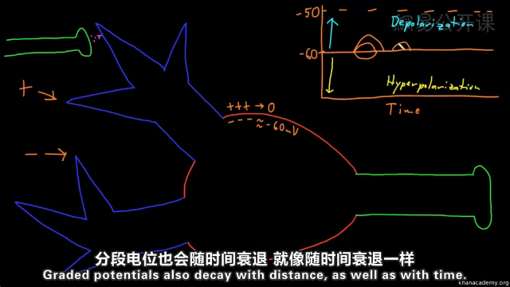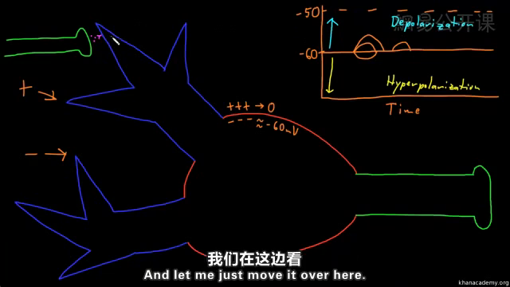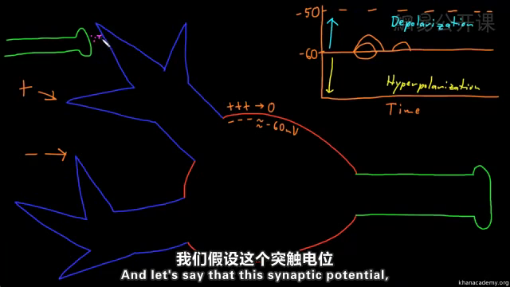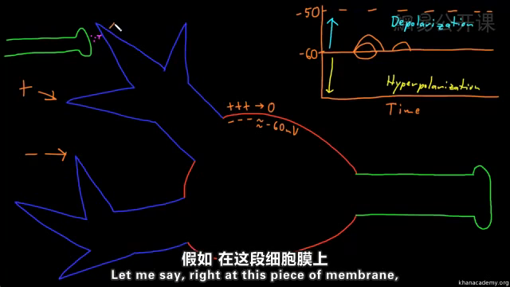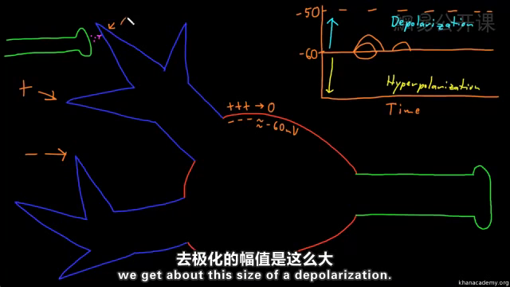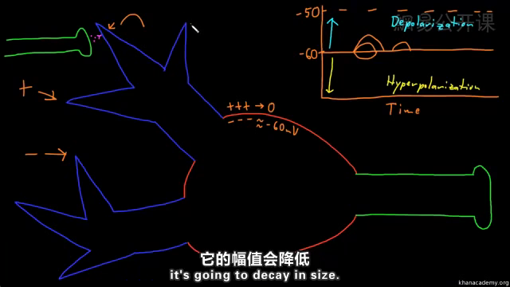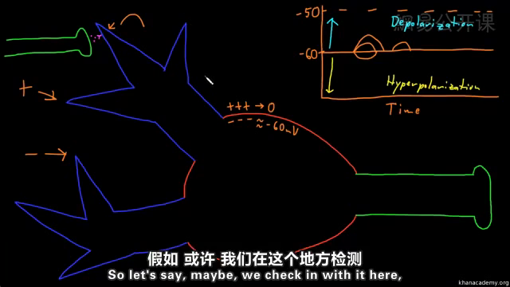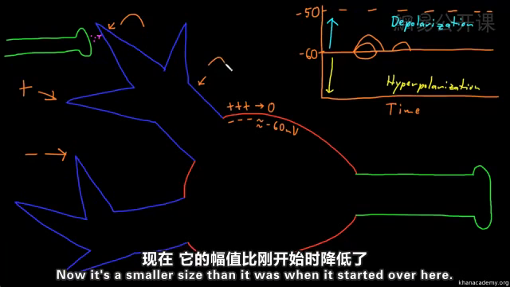Graded potentials also decay with distance as well as with time. So let's look at this depolarization, and let me just move it over here. And let's say that this synaptic potential, or postsynaptic potential, is a depolarization. Let me say right at this piece of membrane, we get about this size of a depolarization. As the depolarization spreads across the membrane, it's going to decay in size. So let's say maybe we check in with it here, and at this piece of the membrane, now it's a smaller size than it was when it started over here.